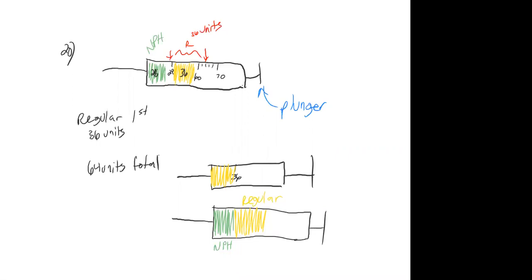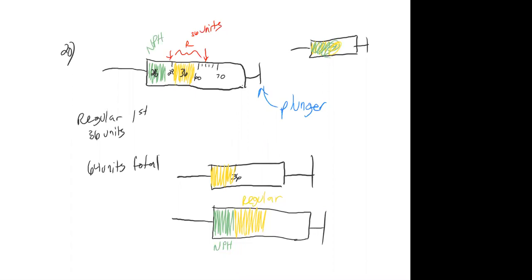In reality, what really happens when you draw these up, I'm going to draw another syringe because I'm just having fun with this now. When you draw this up, what happens is, so you have your regular, right? That gets up to 36. And when you pull the NPH, now it just does this. Everything just gets mixed together. So you have yellow and green all mixed in together, totaling 64.